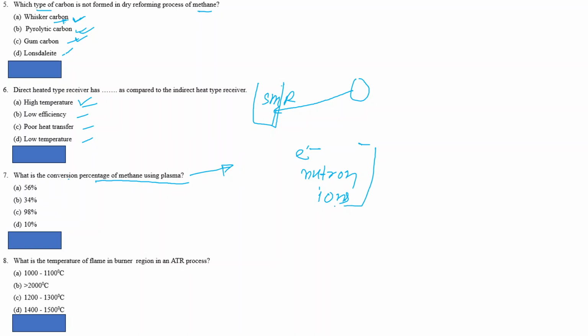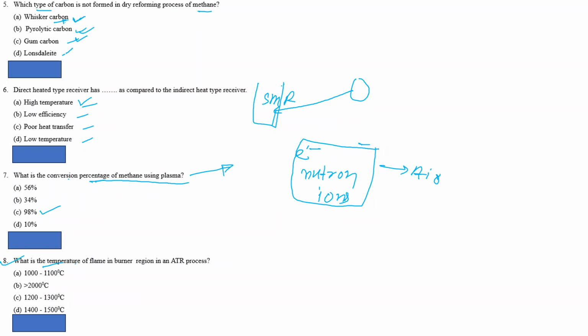Actually, plasma means the ionization form of air. This ionization form of air in the plasma state will help the SMR reactions very well. That's why the efficiency, the conversion of methane into hydrogen gas, is very large. That's why 98% conversion. That means efficiency is also high.